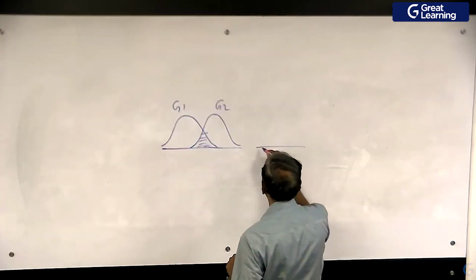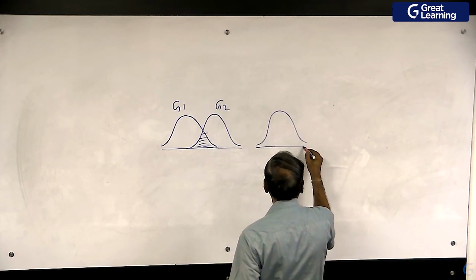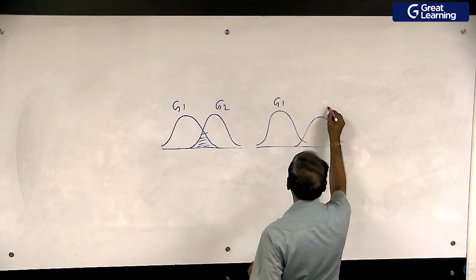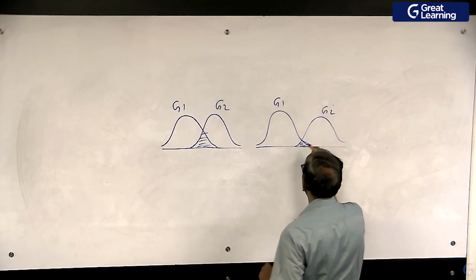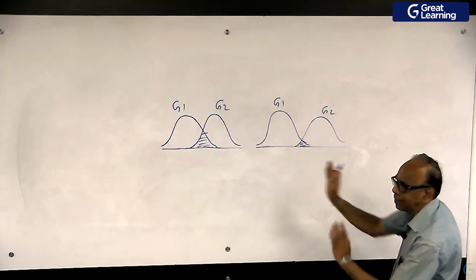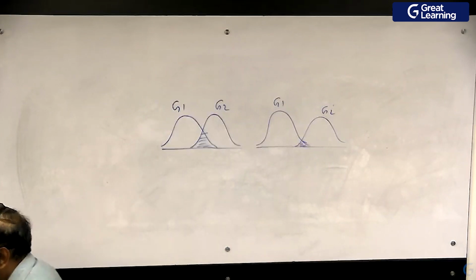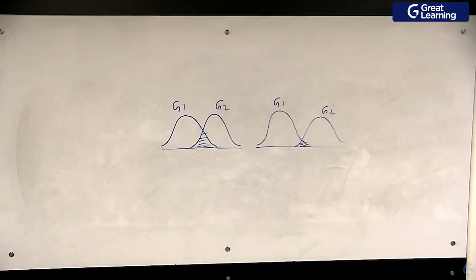Supposing I take another example here. This is my G1. This is my G2. Now, this is discriminating, differentiating better than this. So, how to achieve the largest separation possible between the two groups? Now, what is your support vector machine saying? I have generated a number of hyperplanes. Using the best hyperplane, can I achieve the largest separation between the classes?